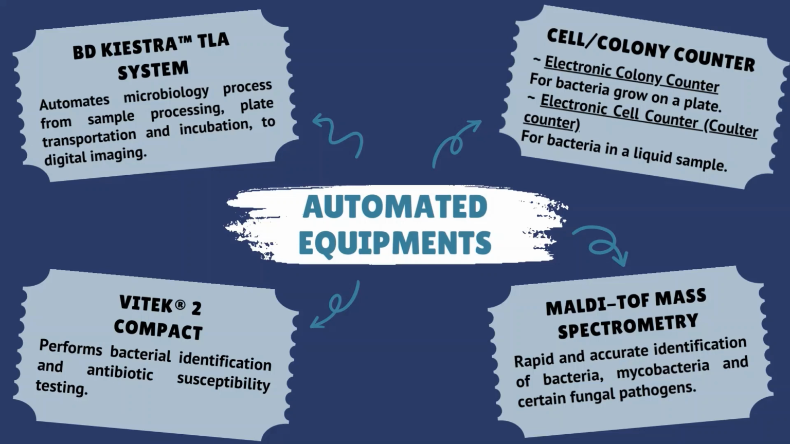Third is the mass spectrometer such as MALDI-TOF. This is used for microbe identification and is very rapid and accurate. Finally is the susceptibility machine such as VITEK 2 Compact, which performs antibiotic susceptibility tests on bacteria. Other than laboratory equipment, there are also laboratory apparatus such as beaker, volumetric flask, petri dish, pipettes, and etc. All these laboratory equipment and apparatus are very important and usually used in the lab.